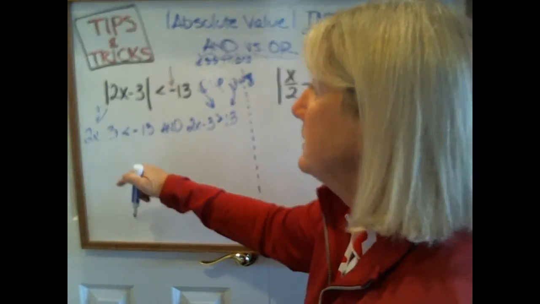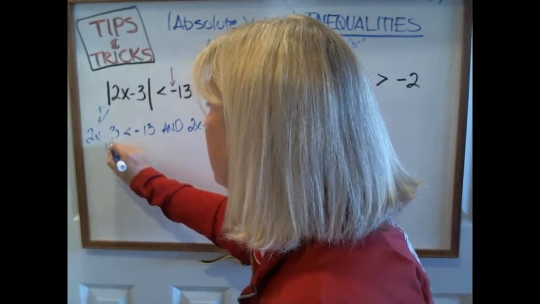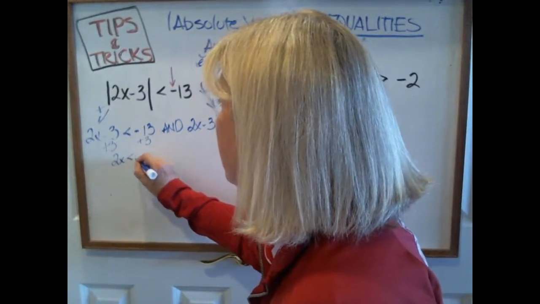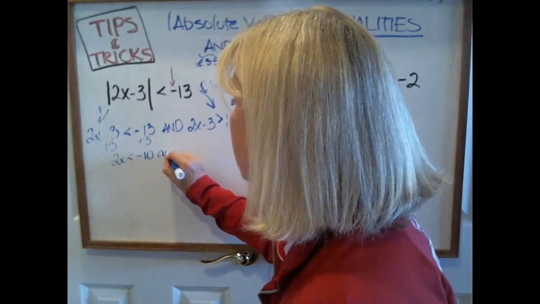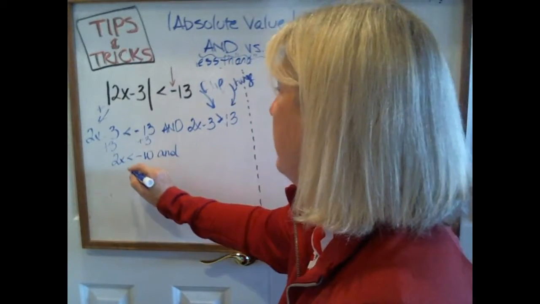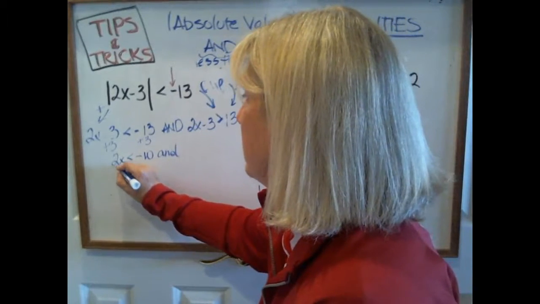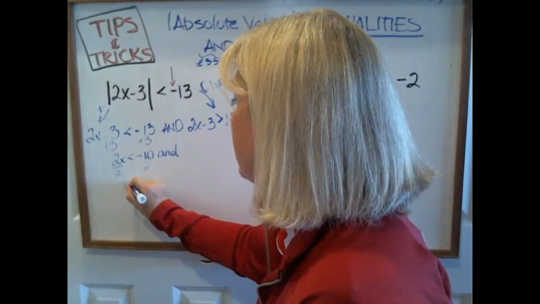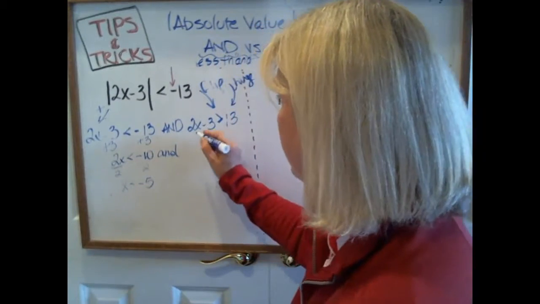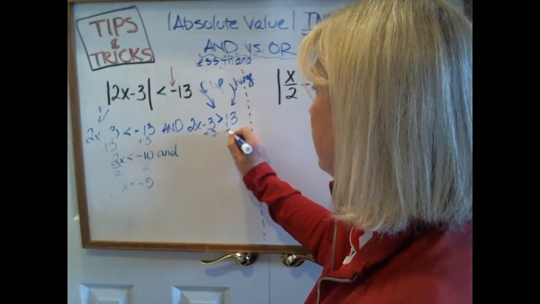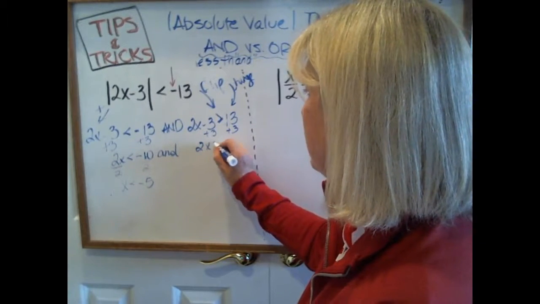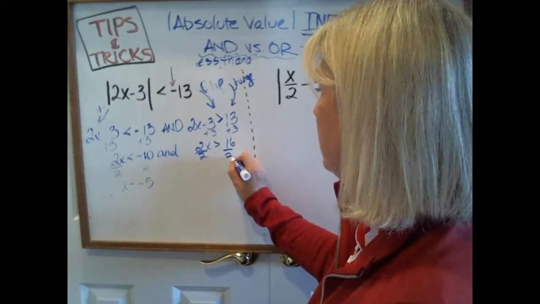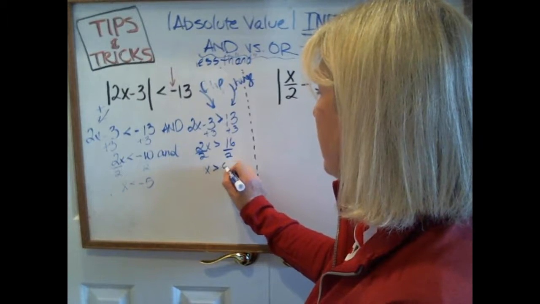So let's see how this works out. We go ahead and solve this. We're going to add 3 to both sides. So we have 2x is less than negative 10, and we're going to do that one later. So we're going to divide by 2 just to stay on the same page. So we have x is less than negative 5, and here we're going to add 3 to both sides. So we get 2x is greater than 16. So when we divide by 2, we get x is greater than 8.